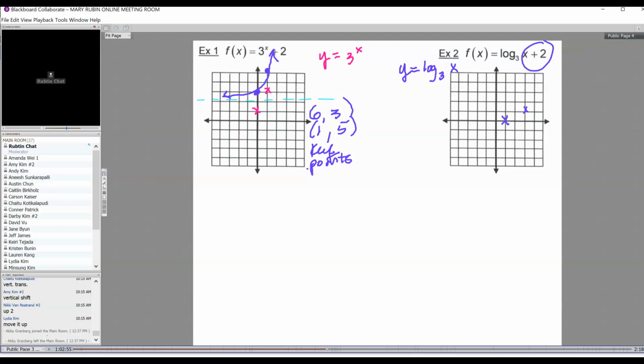So if I shift this guy up to here, my asymptote you don't see. You're not going to see your asymptote moving anywhere because it's a vertical line. So if I shift it up, it just does the same thing. The only time that would happen is if I were shifting it left and right.